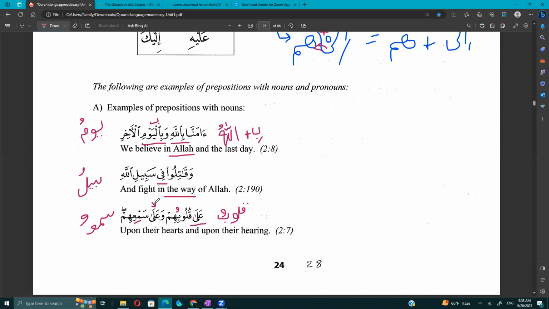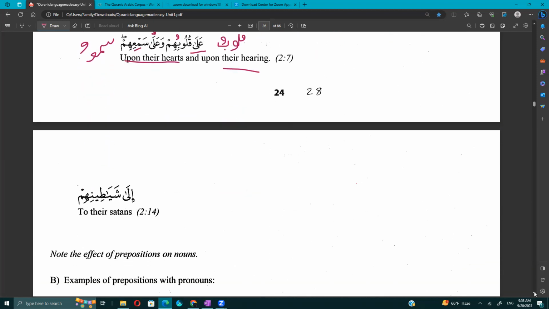Ila and ala. And upon qulub, qalb is a heart. Qulub is a plural. Upon their hearts. And wa ala sam'ihim. Sam'un is hearing. Sam'ihim is their hearing. Okay? So these are the effects of the prepositions. There's one more.